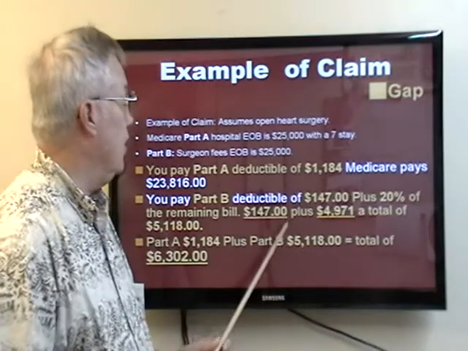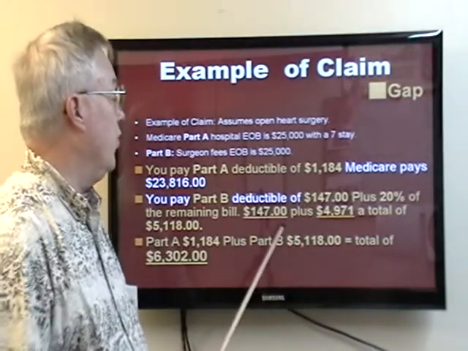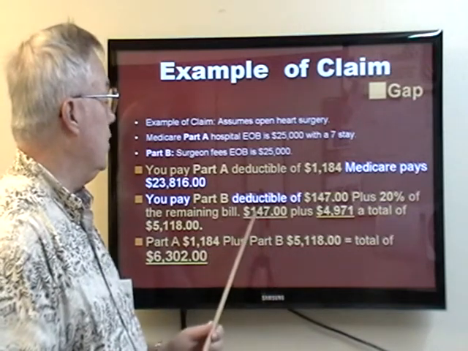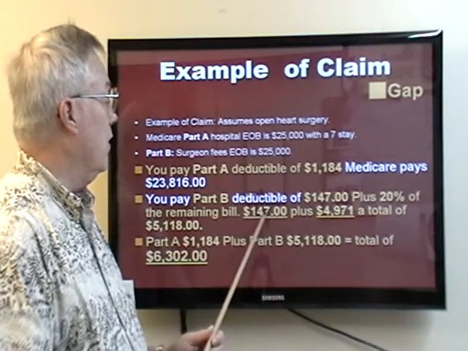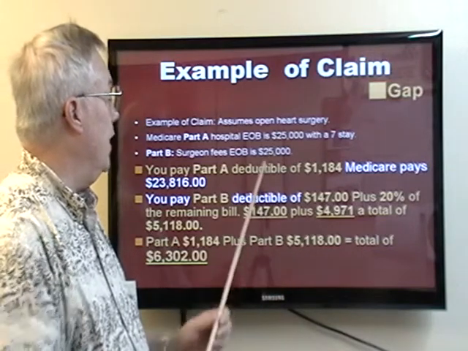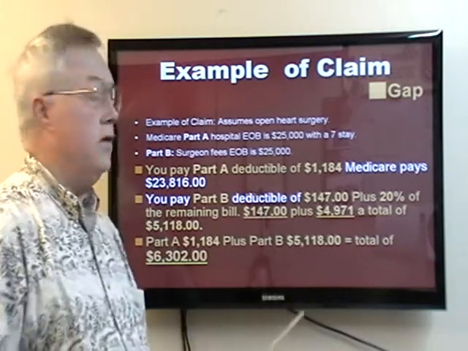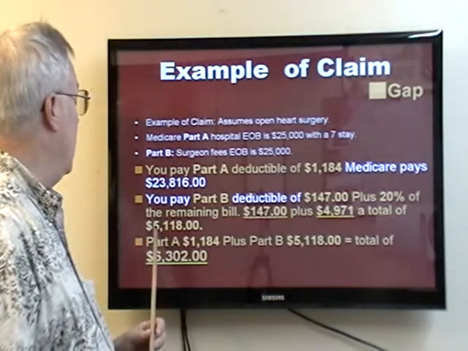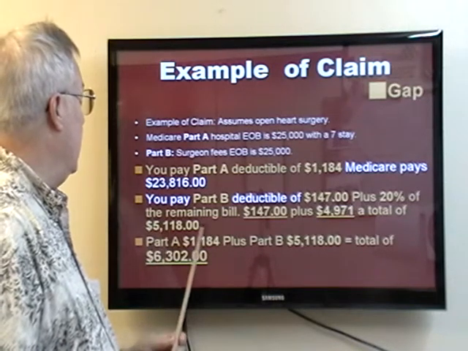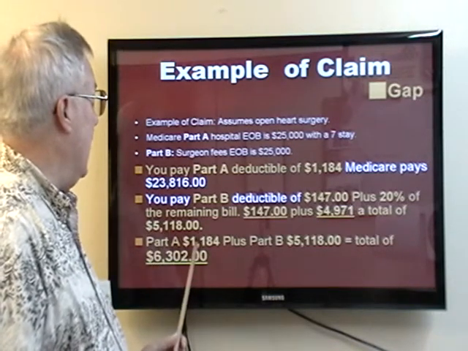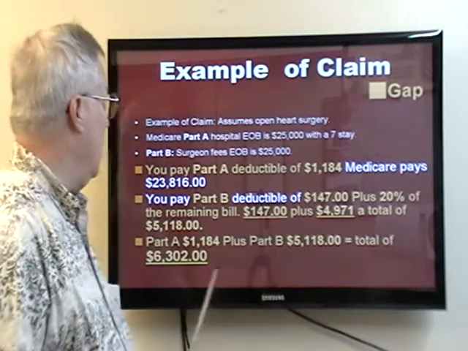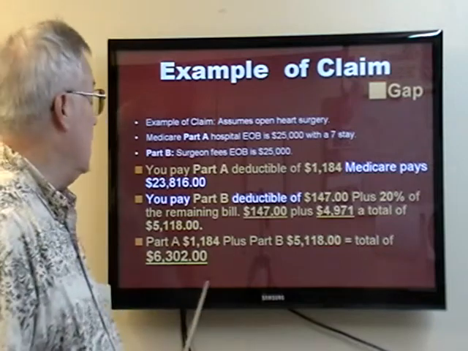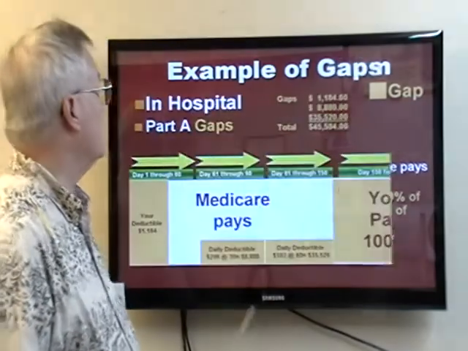The Part B, just to give you a little example of what it covers. You have the $147 deductible, plus you pay 20% of the remaining bill. So what that means is you pay the $147 deductible, then 20% of the remaining $25,000 is $4,971. You can see this is where you really get hurt. So you have a total exposure here of $5,118. When you add the Part A deductible plus the Part B cost, you have a total out-of-pocket expense to you that Medicare doesn't pay of $6,302.